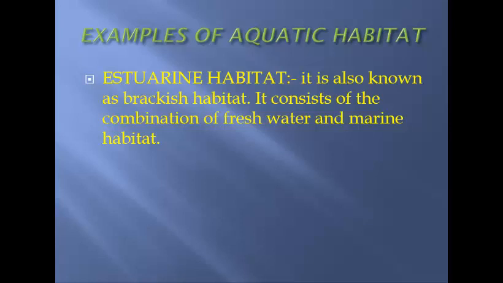Estuary habitat is also known as brackish water. It constitutes a combination of fresh water and marine habitat. That is, the combination of both fresh and marine habitat is what is referred to as estuary habitat. It is also called brackish habitat.